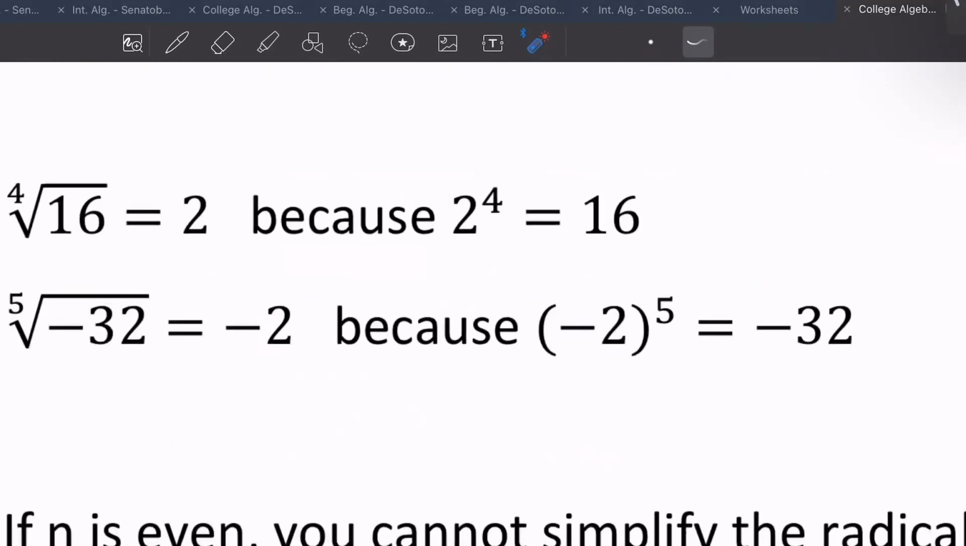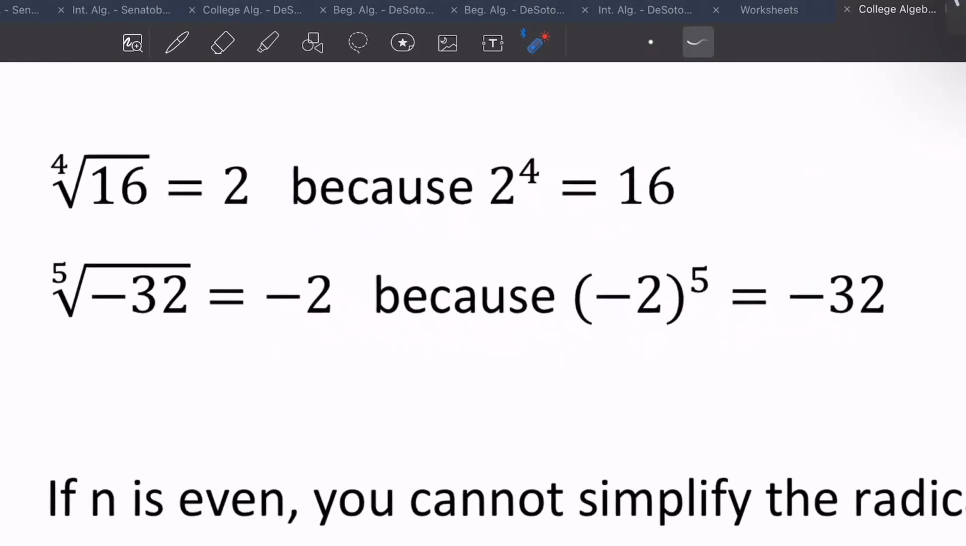Okay, so here's some examples. So the fourth root of 16. The fourth root of 16 is 2 because 2 to the fourth gives us 16. So instead of squares, we're using 4s there. And then we have the fifth root of negative 32. Gives us negative 2 because negative 2 to the fifth is negative 32.